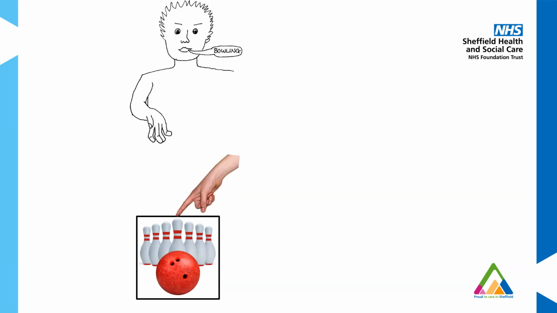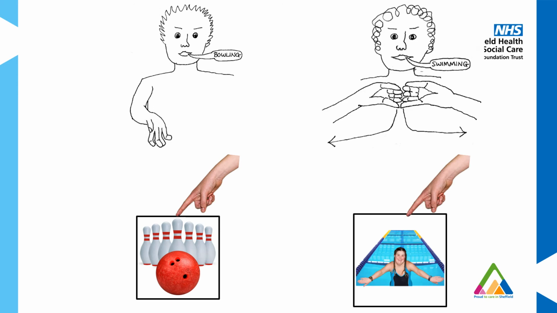If someone starts to understand our use of visuals, we can use them to offer choices. For example, do you want to go bowling or swimming? By doing this, we'll be demonstrating to them how they might be able to express their choice.